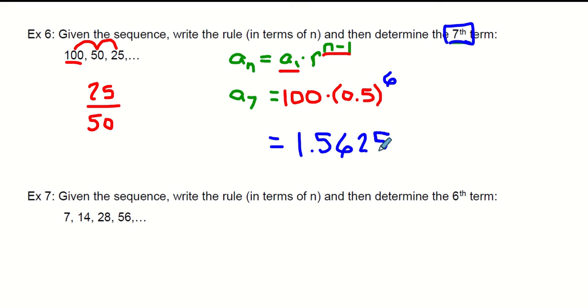It is possible to get decimals, so don't let that throw you. And again, we could have just kept dividing by 2 until we got to this point here. With these problems that we're doing, you could do that without too much hassle. But if I asked for, let's say, the 100th term, you definitely don't want to do that, because it'll be really, really tedious.